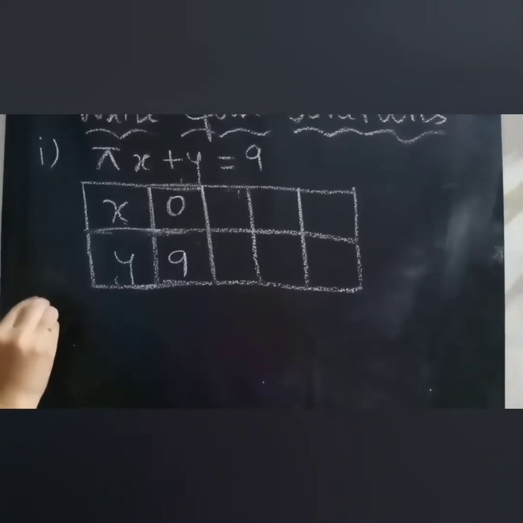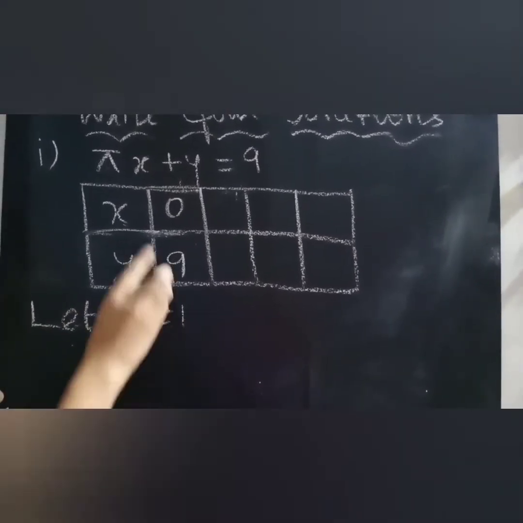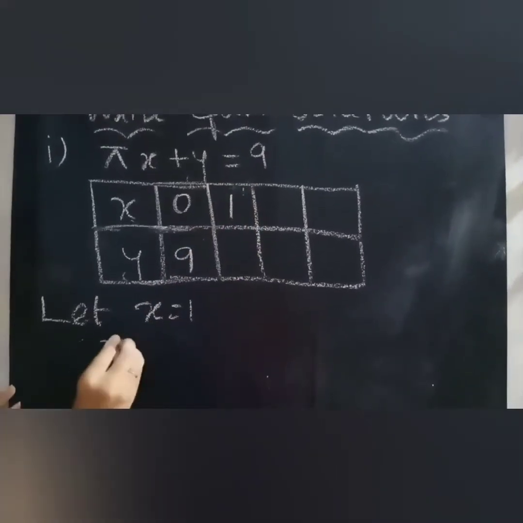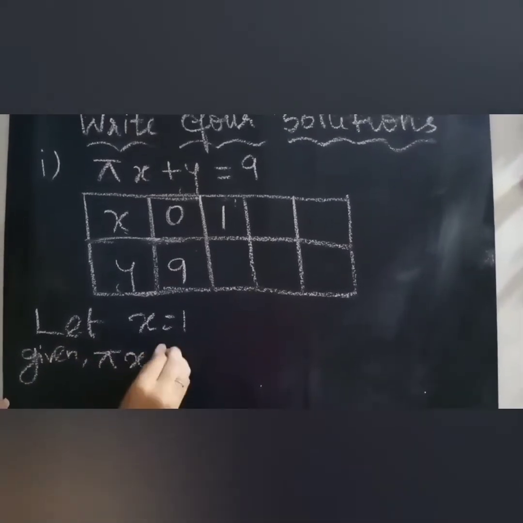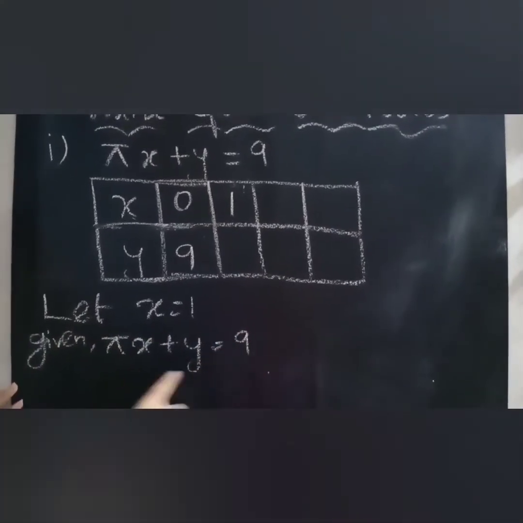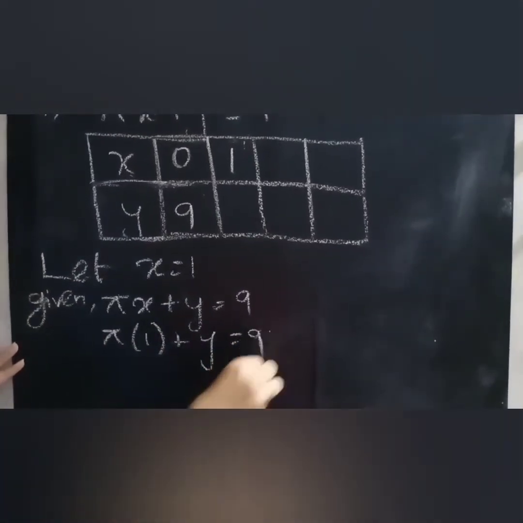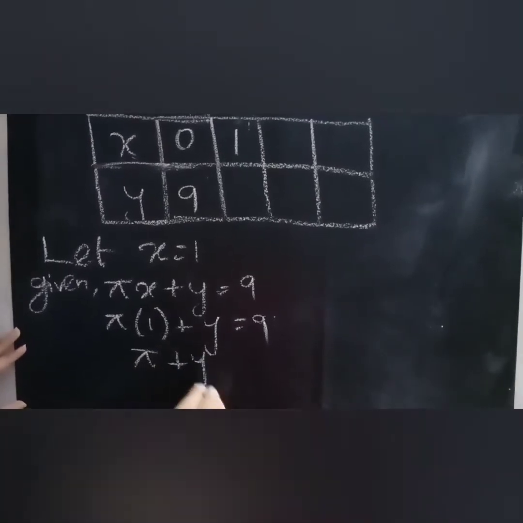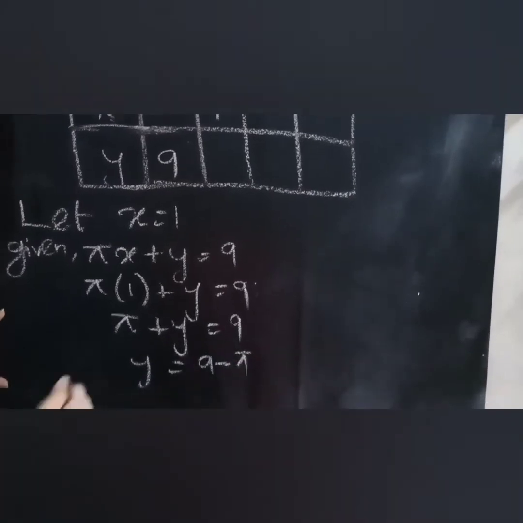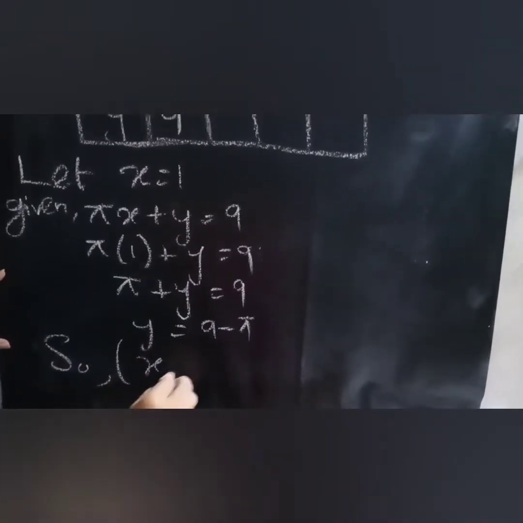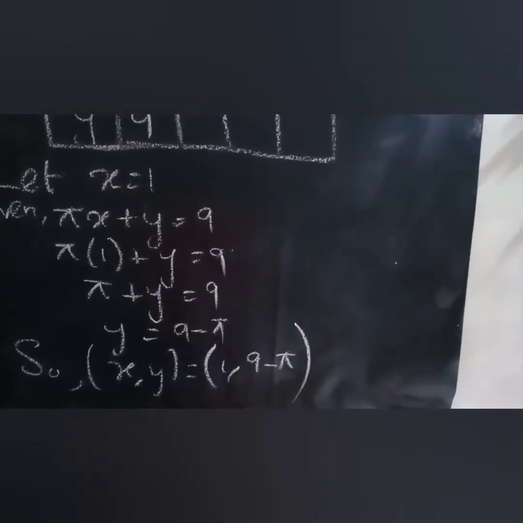Now let us find the second solution. Let x equal to 1. So just substitute this value 1 in the given equation pi x plus y equal to 9. Pi into 1 plus y equal to 9. Pi ones are pi, plus y equal to 9. Y equal to 9 minus pi. So the solution is 1 comma 9 minus pi.